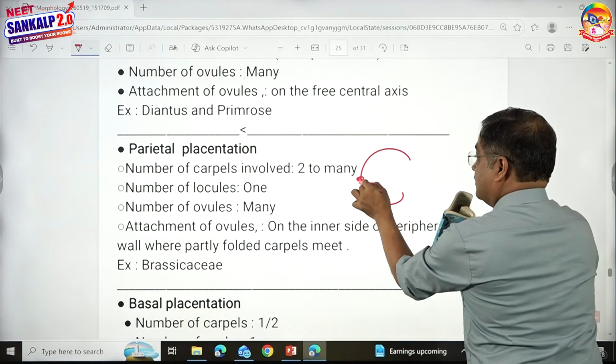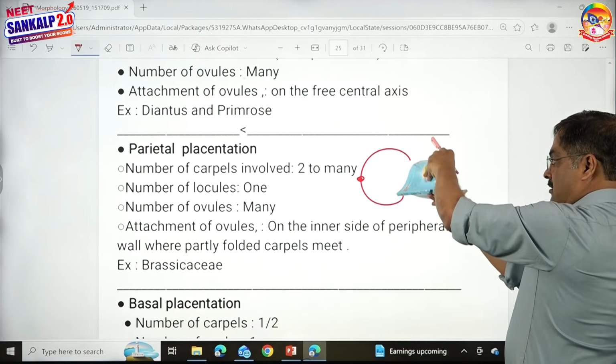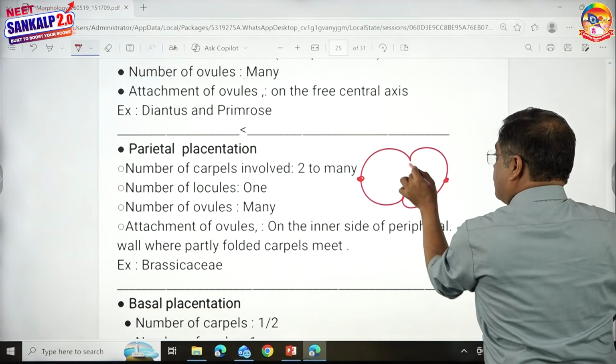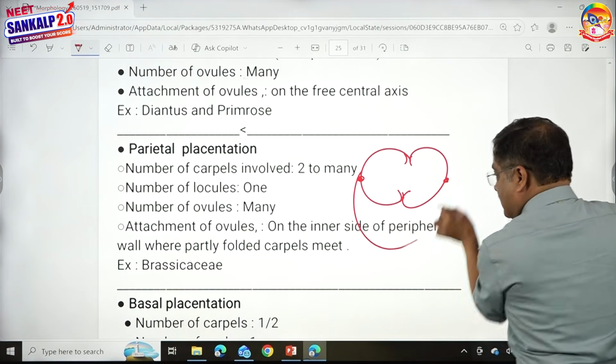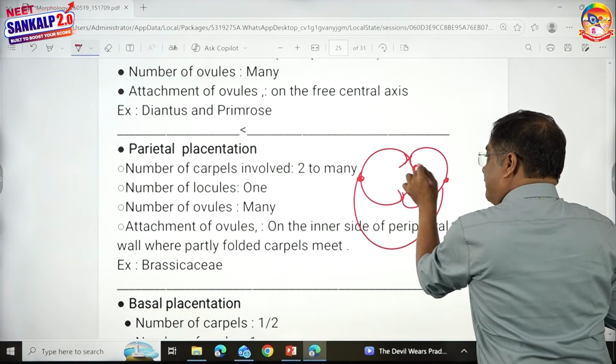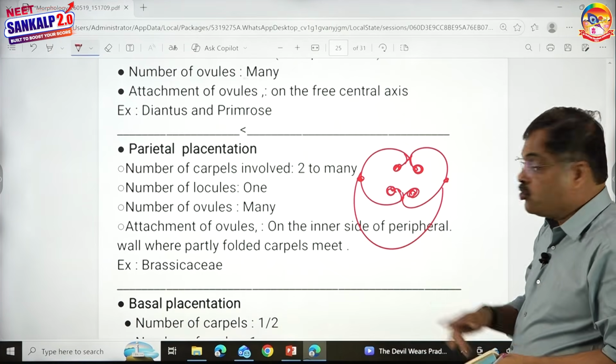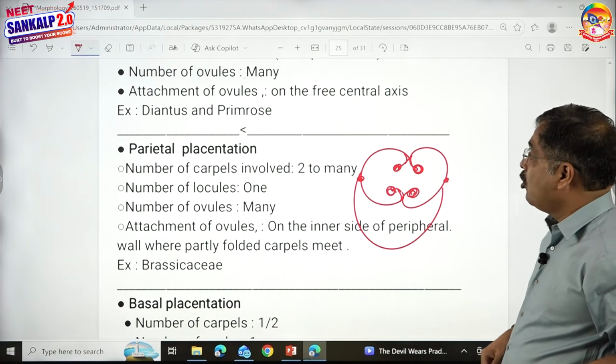Dorsal suture. And like this. And this is one more carpel I take, half folded. All right. So wherever the two carpels fuse, this is the transverse section. Wherever the two carpels fuse on this inner wall, ovules are attached.